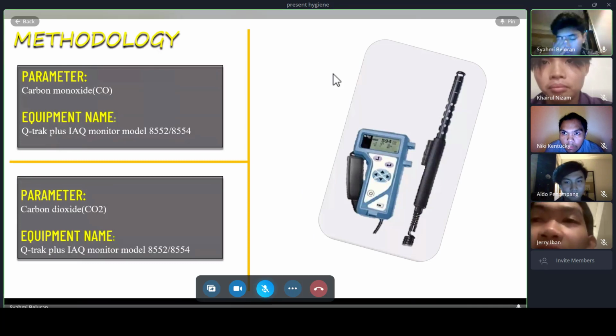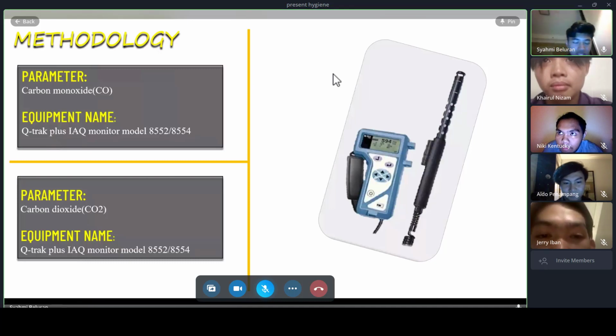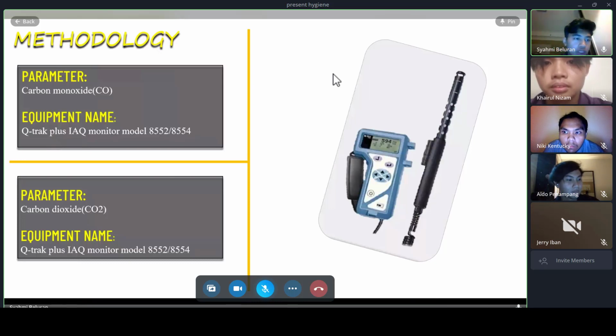Thank you, Eldo. So I will continue with the methodology parts C and D, which is all the parameters involved. Firstly is carbon monoxide. So we use a Q-Track Plus IAQ monitor model 8552 or 8554. So as you can see, this is the picture of the equipment.